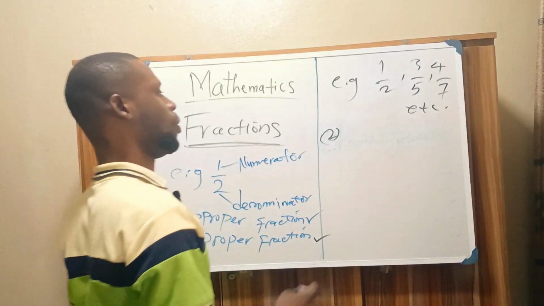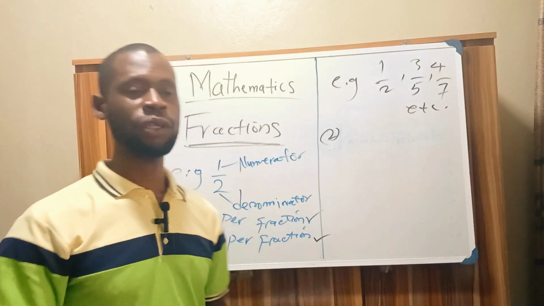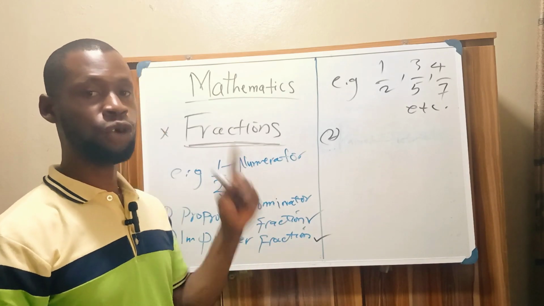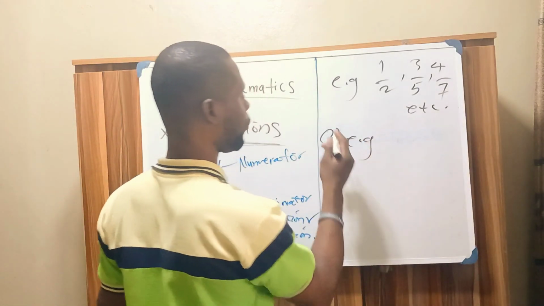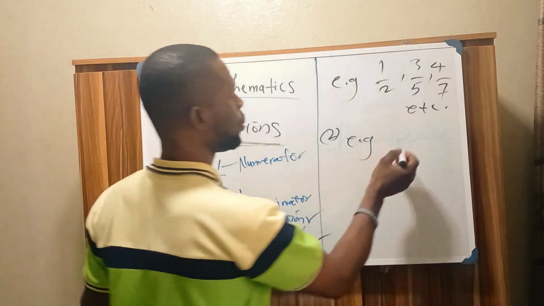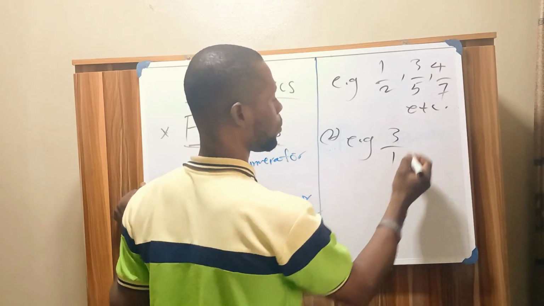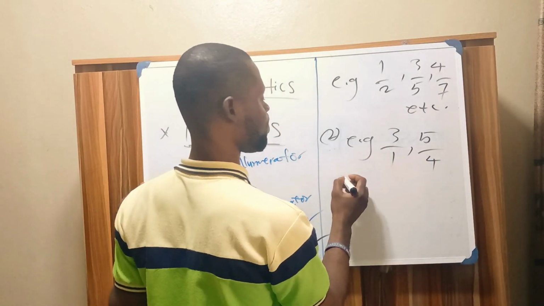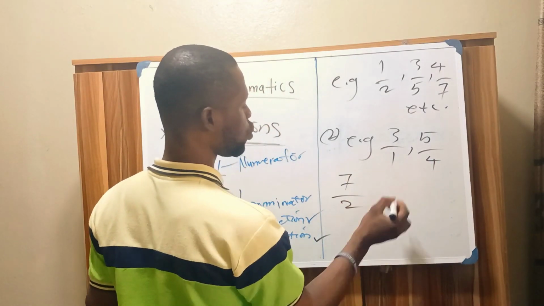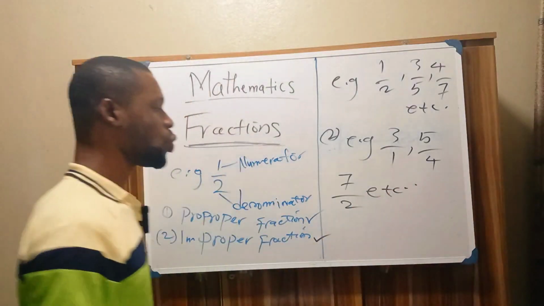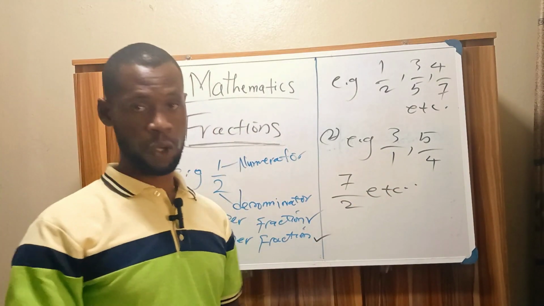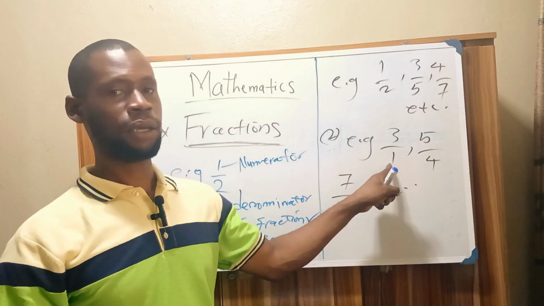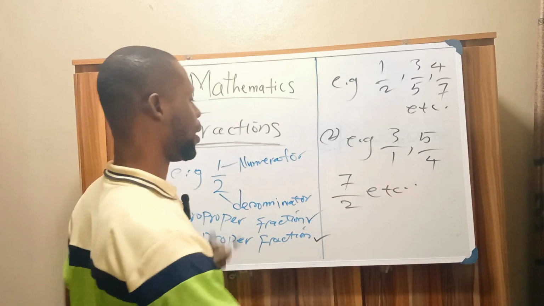Then the second one is the improper fraction. What is an improper fraction? An improper fraction is a fraction in which the numerator is greater than the denominator. Examples of improper fractions are 3 over 1, 5 over 4, 7 over 2, etc. So you can list as many as you can, provided the numerator is greater than the denominator. It is called an improper fraction.